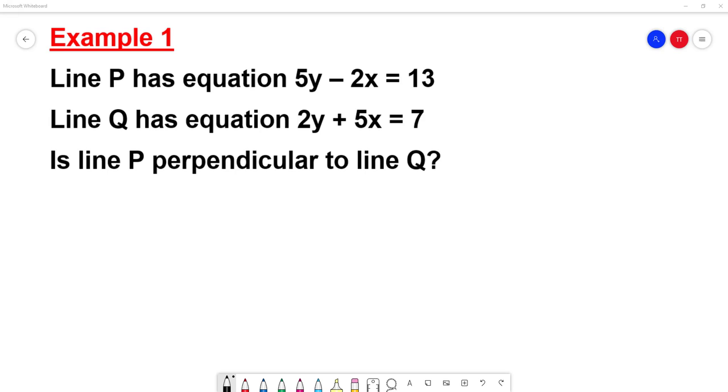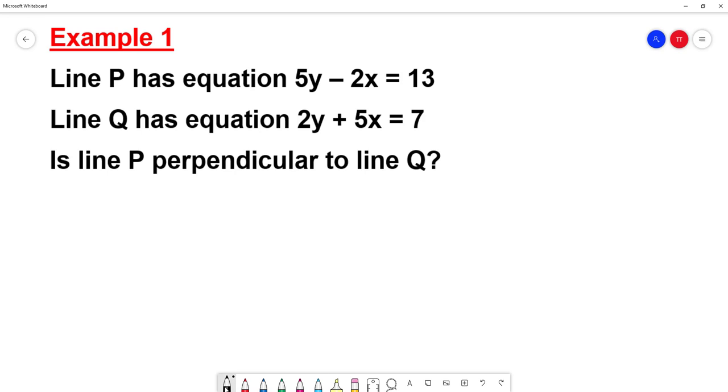In this video, we're going to look at showing that two lines are perpendicular to each other. So this question says line P has equation 5y minus 2x equals 13. The other line is line Q, which has equation 2y plus 5x equals 7. Then the question states, is line P perpendicular to line Q?